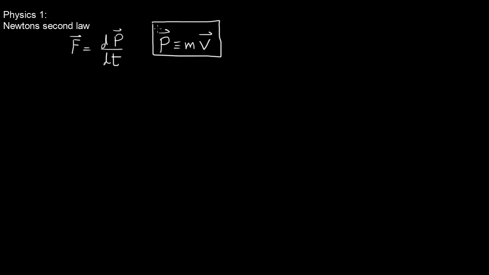Newton's second law is basically F, which is the force applied to an object, equals the time derivative of the momentum of the object, dp/dt. Now what is momentum? It's very simple. Momentum, P, is defined as mass of the object times its velocity. So here is the definition of momentum, and here is the second law of Newton.